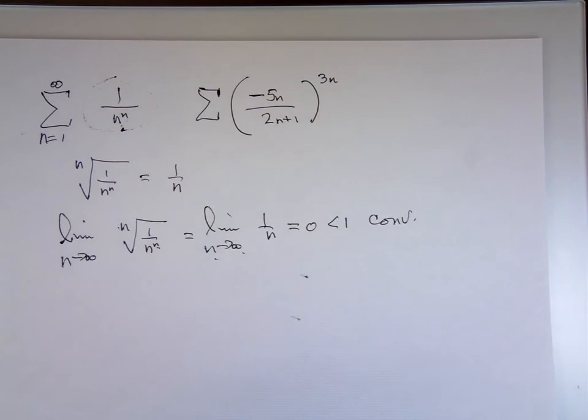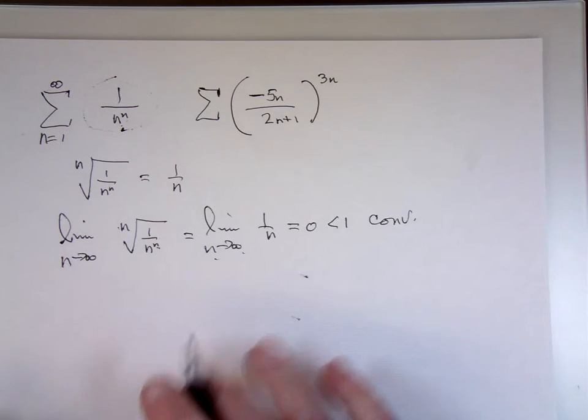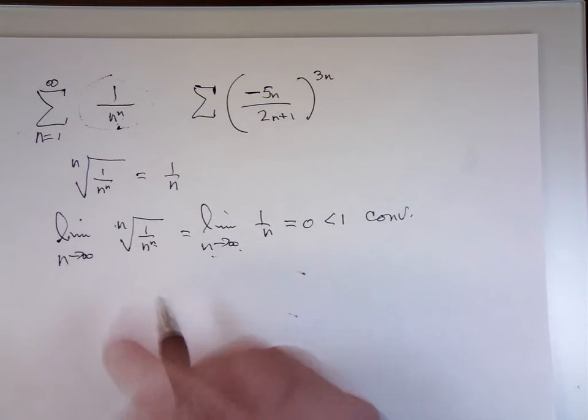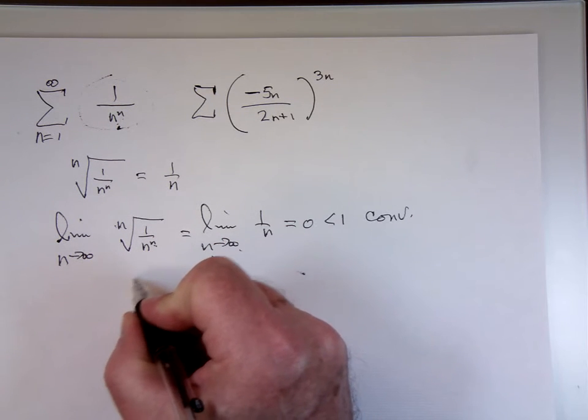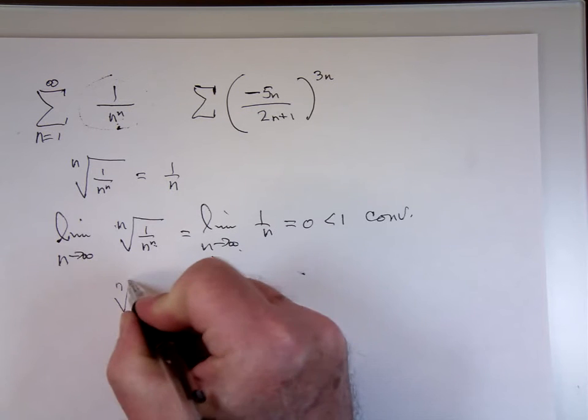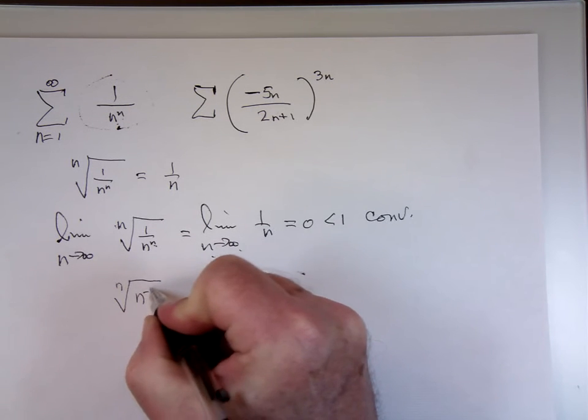Okay, let's make sure we're okay with this. This 1 over n to the n, you could rewrite it as n to the negative n, right? That's what 1 over n to the n is.